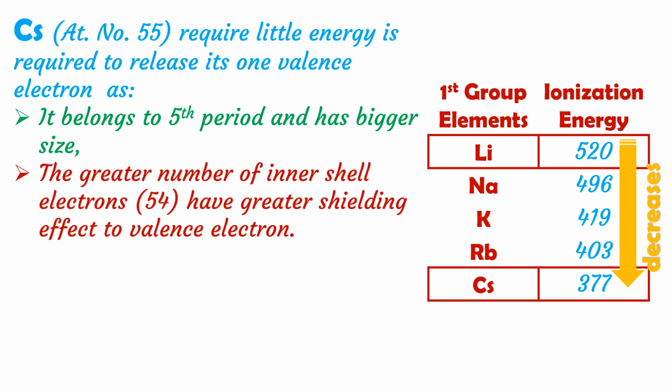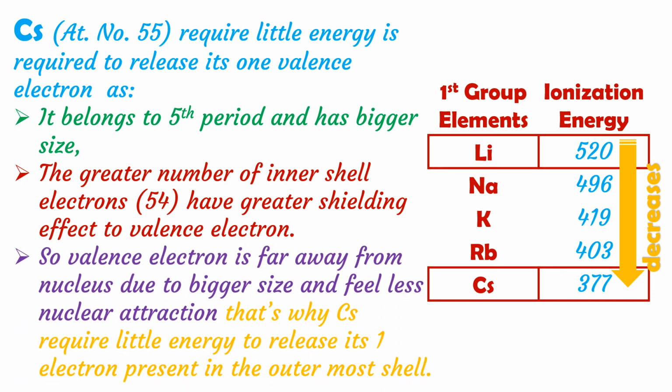So we can say that the greater number of inner shell electrons, 54, have a greater shielding effect on the valence electron. And that's why the hold of the nucleus becomes weak. So the valence electron is far away from the nucleus due to bigger size and feels less nuclear attraction. That's why cesium requires little energy to release its one electron present in the outermost shell.